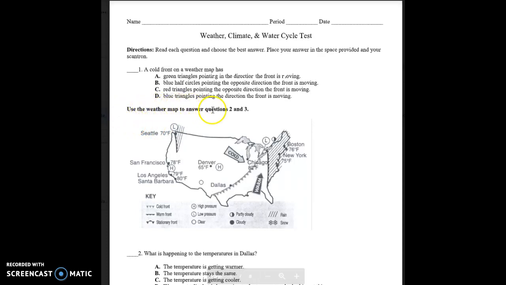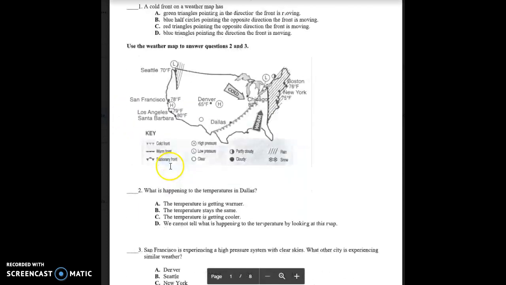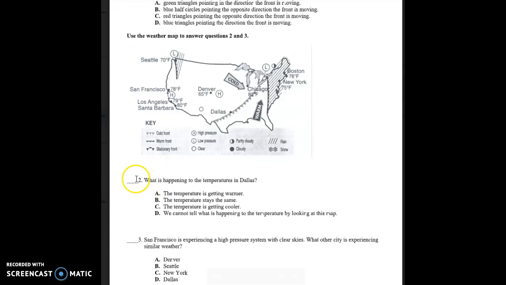Use the weather map to answer questions 2 and 3. Number 2. What is happening to the temperatures in Dallas? A. The temperature is getting warmer. B. The temperature stays the same. C. The temperature is getting cooler. D. We cannot tell what is happening to the temperature by looking at this map.